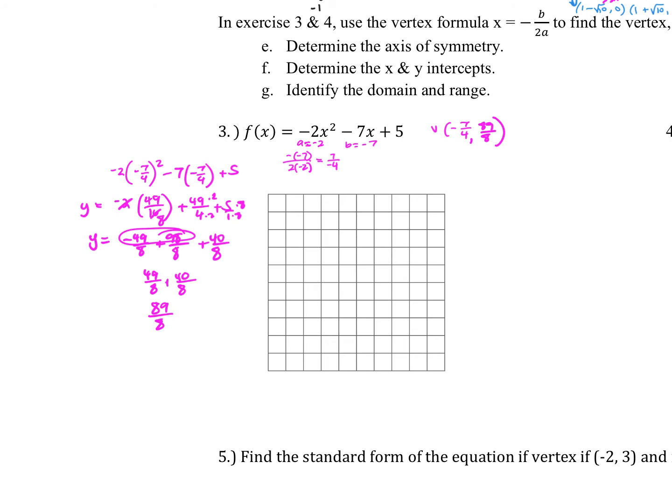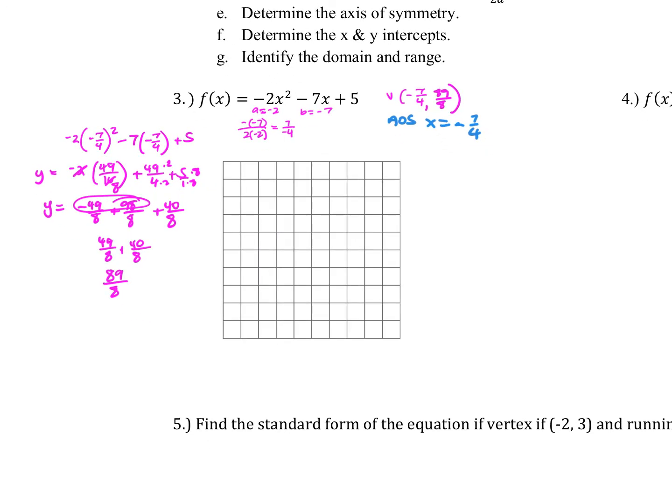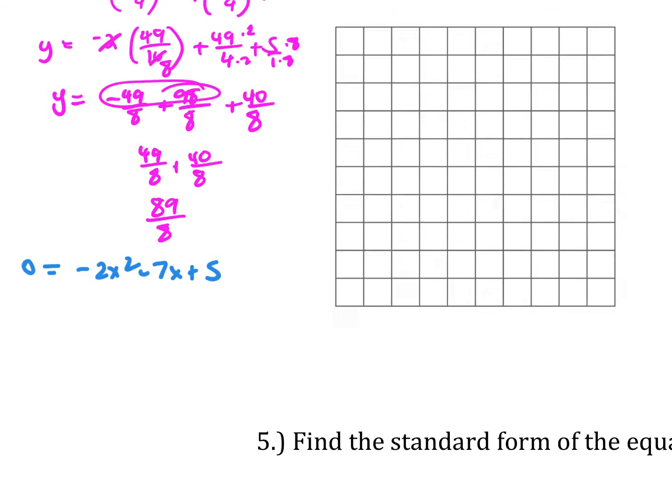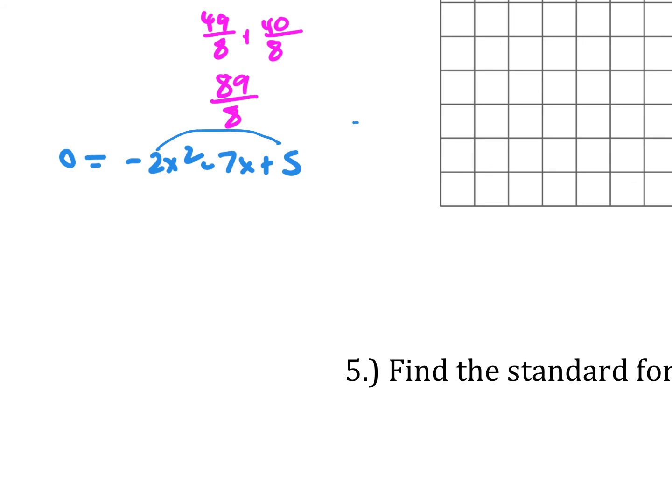Then find your axis of symmetry: x equals negative 7/4. Your y-intercepts, or x-intercepts first. So 0 equals negative 2x squared minus 7x plus 5. Multiply to negative 2 times 5, and that's negative 10. There are no factors of negative 10 that would sum to negative 7. If it was a positive 10, we could do 2 and 5, or negative 2 and negative 5. But this is a negative 10, so again, this is prime. It's not factorable. We have to use the quadratic formula.